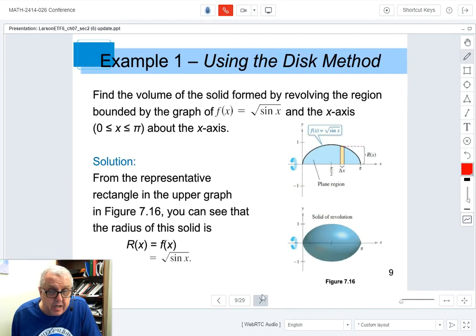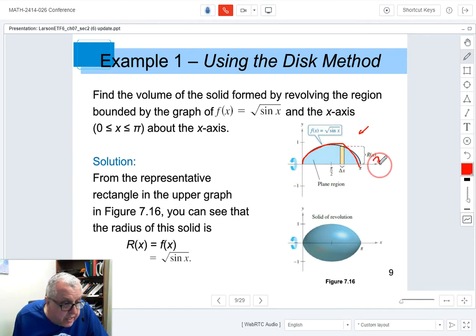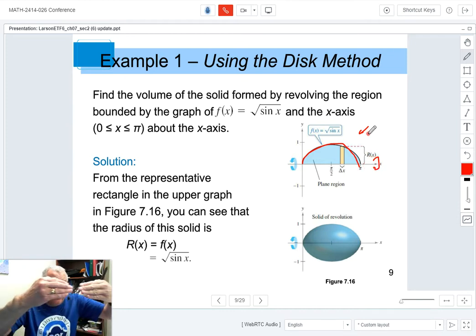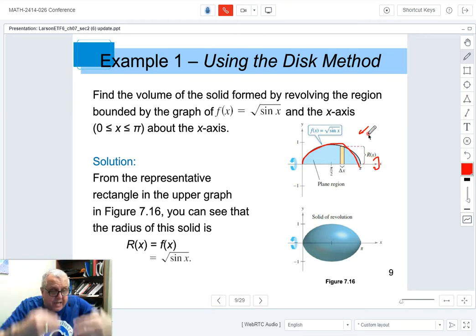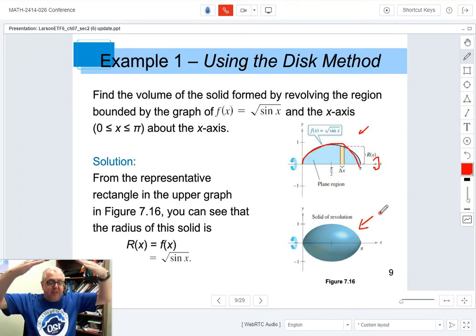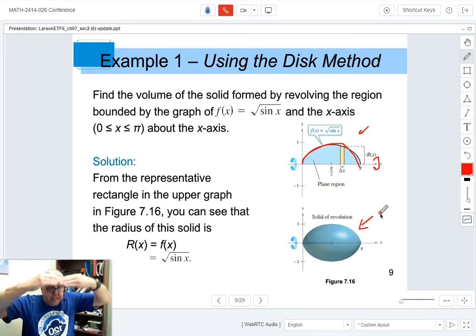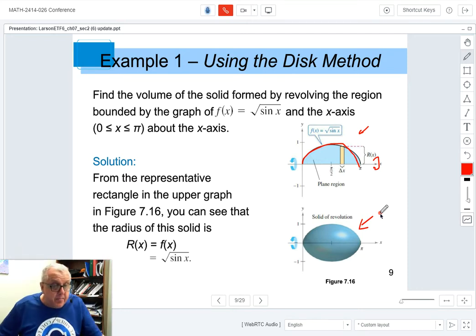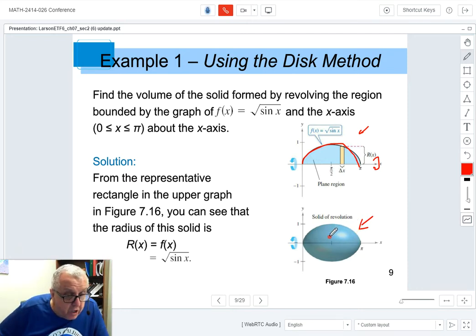So here's an example. If I had this shape here, and the actual equation for this shape is the square root of sine x. Now imagine this shape rotating around the x-axis. If it rotates around the x-axis, it looks then like a lemon. If you fill it in and look at it, it looks like a lemon. So we want to find the volume of this lemon, of this shape.